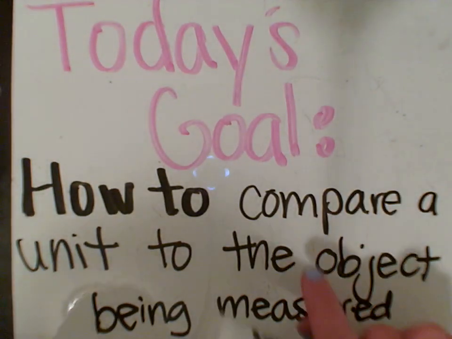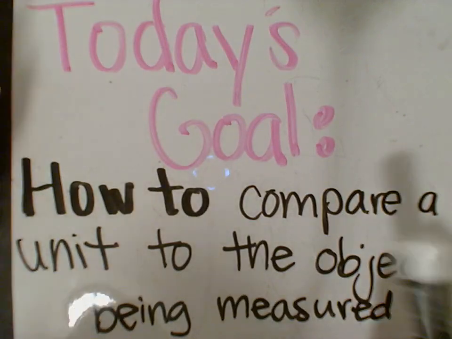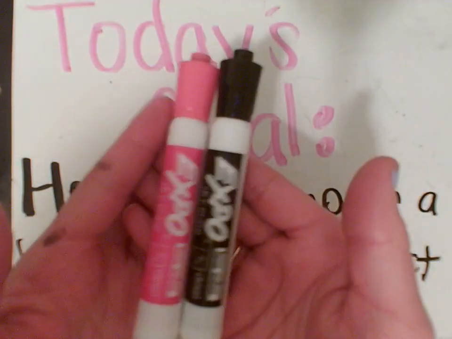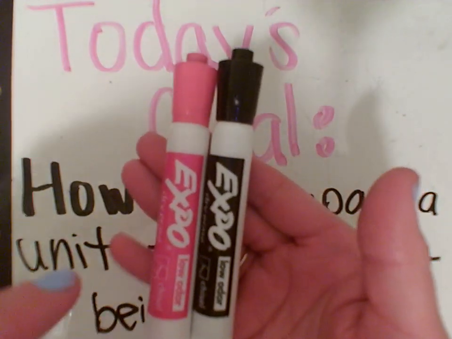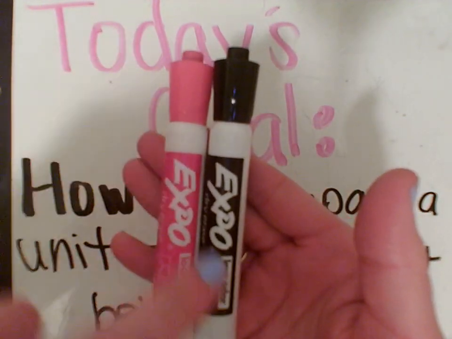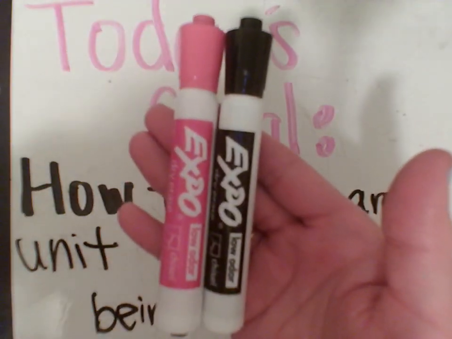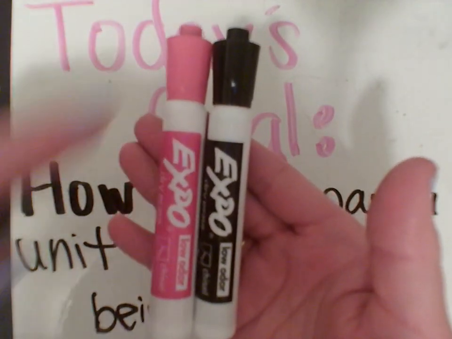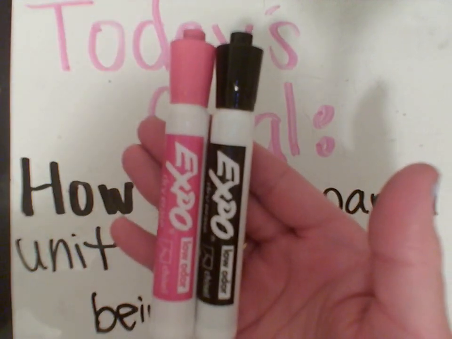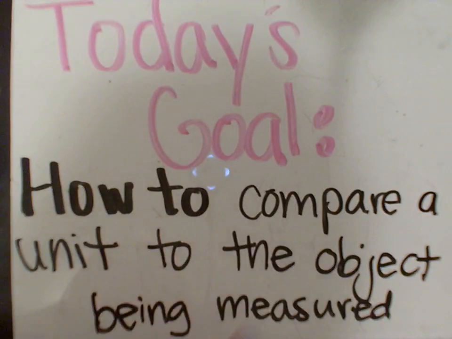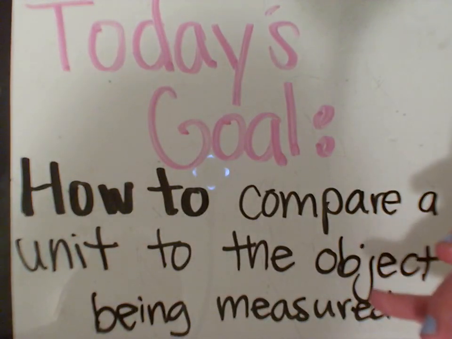So we're going to be comparing, which means putting two things side by side and comparing them. Well, I see that this one's pink, this one's black. I see that they are the same length, they're the same shape. They have a different color cap. So I'm comparing these two markers. So today you're going to compare a unit to the object being measured.